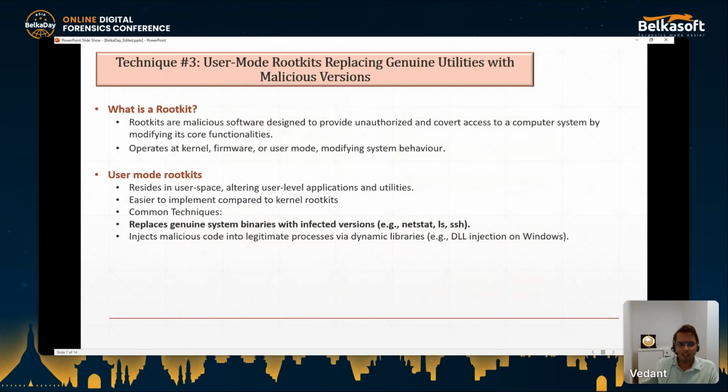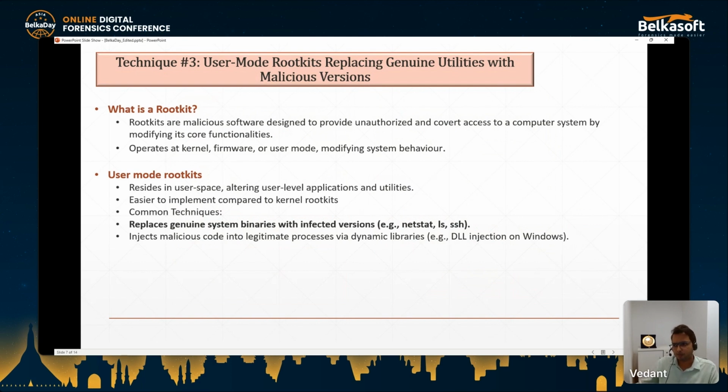Rootkits are an infamous and notorious technique that threat actors employ to compromise servers or systems without being detected. Nowadays, while there are several types of rootkits, some operating at kernel level, firmware level, or user level, the easiest type of rootkit is what we call user mode rootkits.